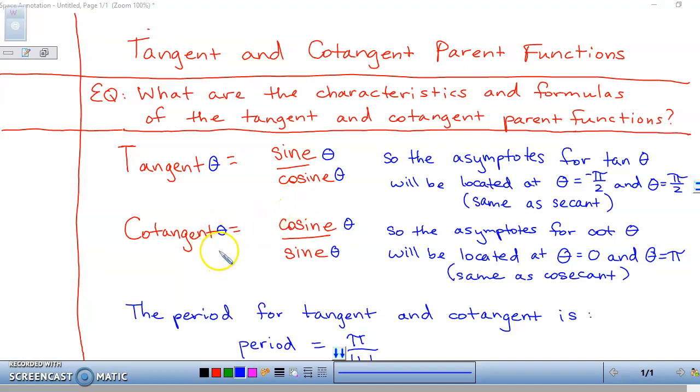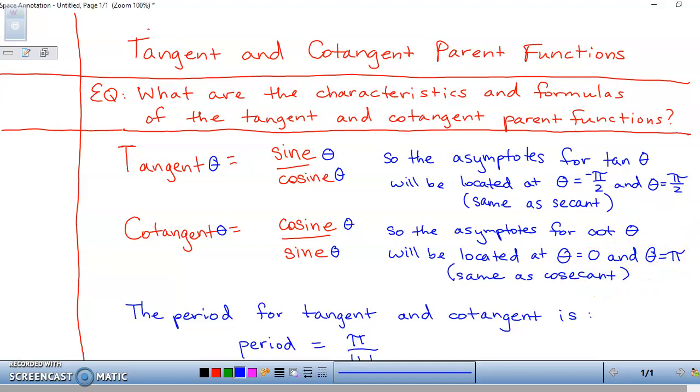Our second relationship is cotangent of theta is equal to cosine of theta divided by sine of theta. So for cotangent, our asymptotes will be located at theta equals 0 and theta equals pi. And again, these are the same as the asymptote locations for cosecant. And again, that's where sine of theta would be equal to 0, at 0 and pi.